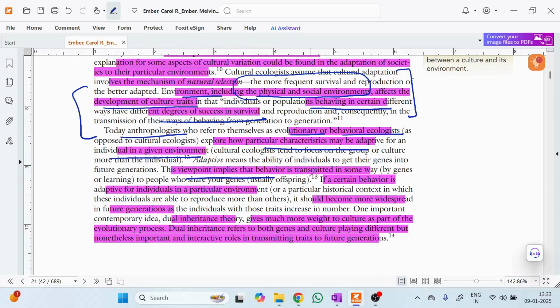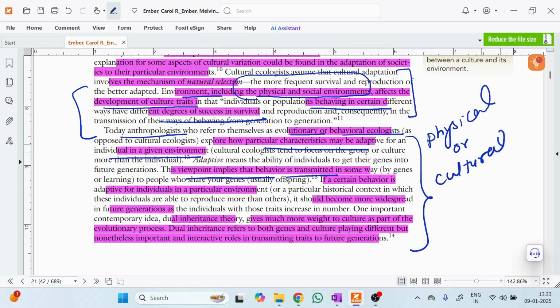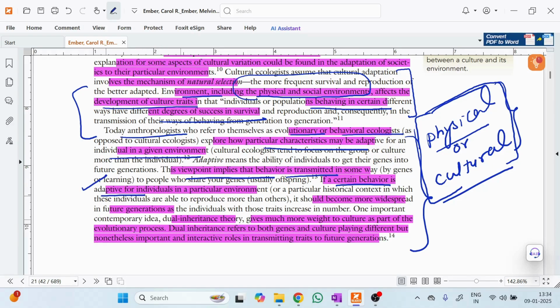So this viewpoint implies that behavior is transmitted in some way, and this is not difficult to understand because whichever behavior it is, whether it is physical or cultural, biological or social, if that behavior helps in the survival of an individual or a group, it will be transmitted one way or another. And in the same way, if a certain behavior is adaptive, which means it helps in their survival in a particular environment, it will become more widespread.